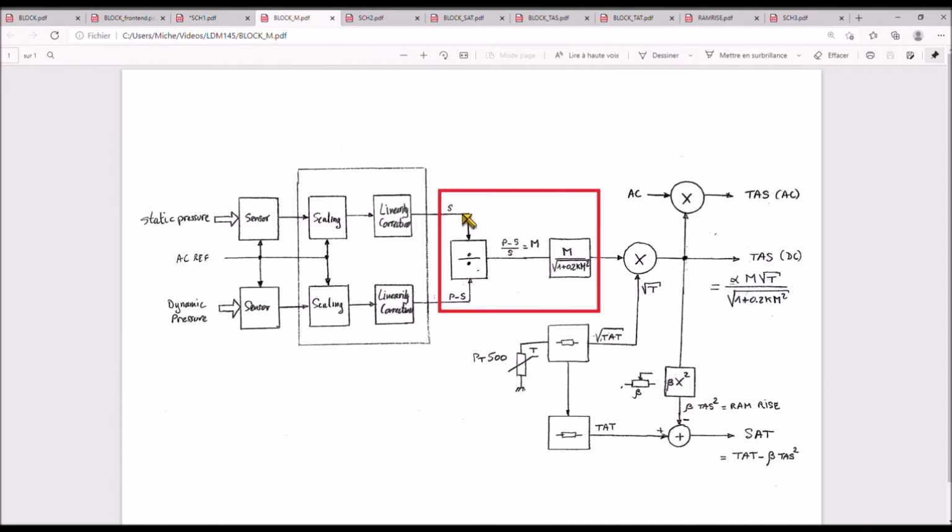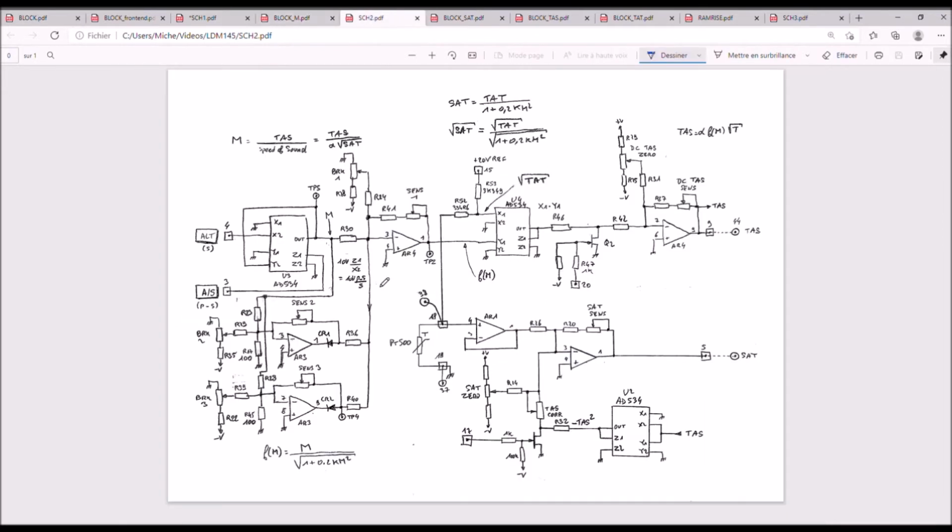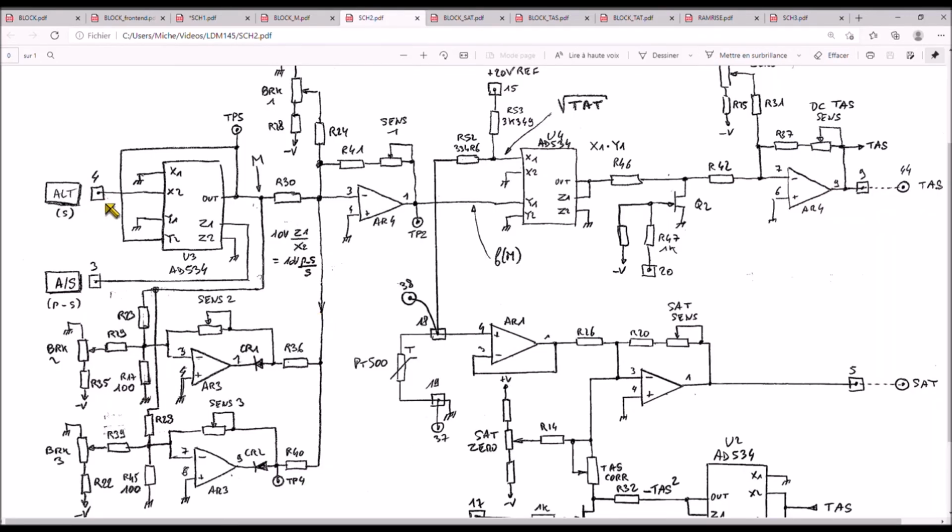These two voltages are fed to a divider which permits to compute the Mach number, which is the ratio between the dynamic pressure and the static pressure. So this is the schematic of the second board. We can see the divider here. The divider is made around this multiplier. It is another AD534. The static pressure is fed into X2 and the dynamic pressure is fed into Z1 here. At the output, we have a voltage which corresponds to the ratio between Z1 and X2. So this corresponds to the Mach number actually.